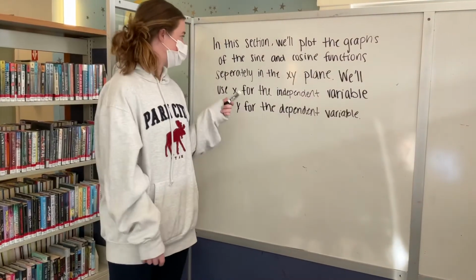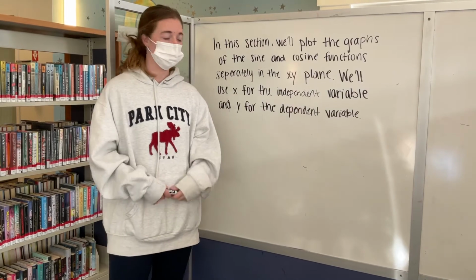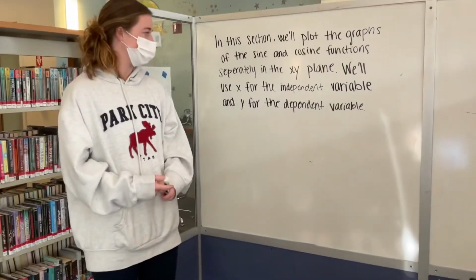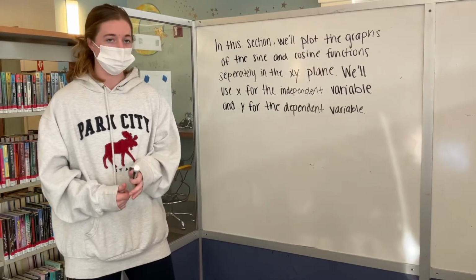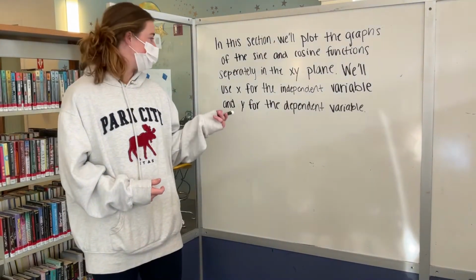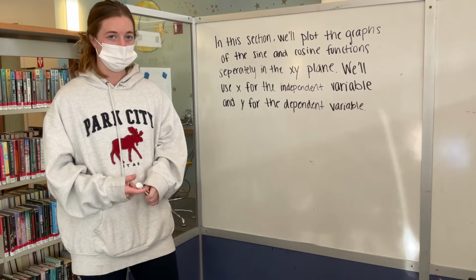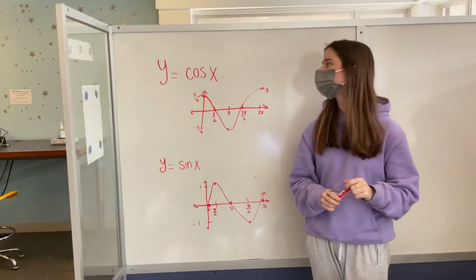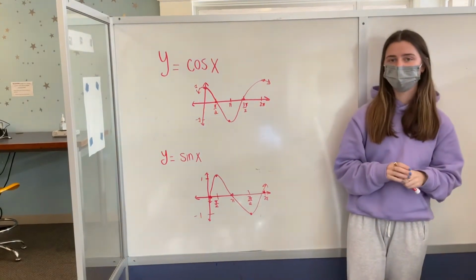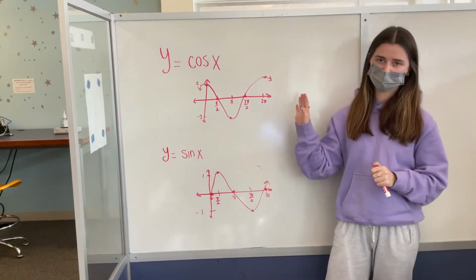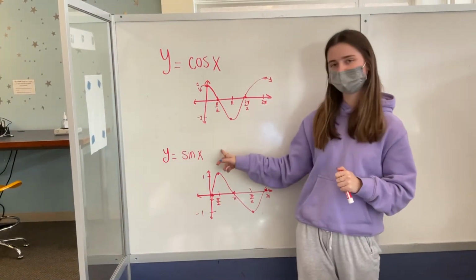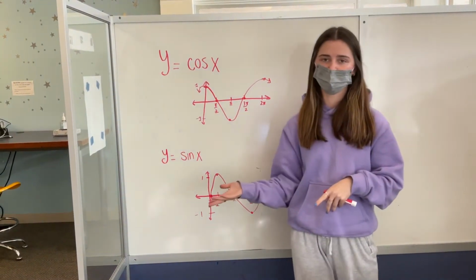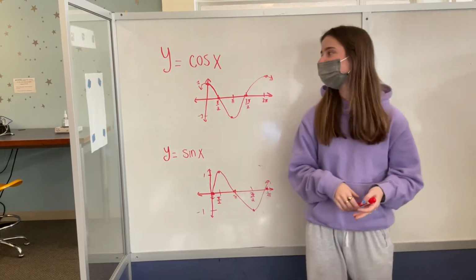So in this section, we will be plotting the graphs of the sine and cosine functions separately, both in the x and y plane. We will also use x for the independent variable and y for the dependent variable. So we are going to start by explaining and reviewing the cosine and sine graph, because you will need the basis of this in order to do the equations that we do later in the video.